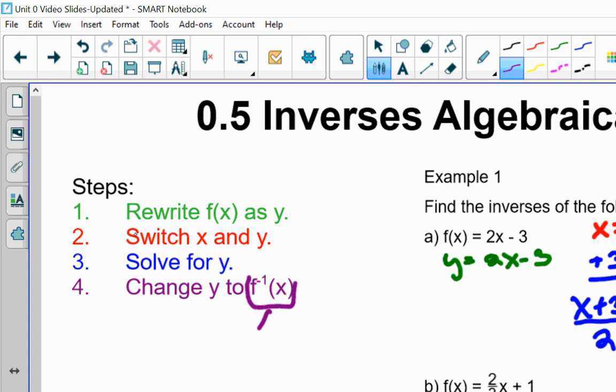So I'd make a note that this is our inverse notation. So whenever you see f to the negative 1 power of x, that's our inverse notation. So I'm going to rewrite this as f to the negative 1 power of x equals x plus 3 over 2. And that's our final answer.